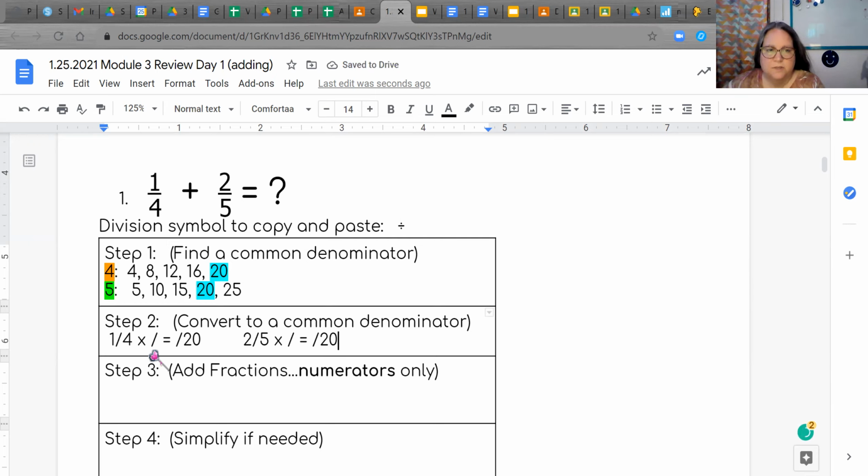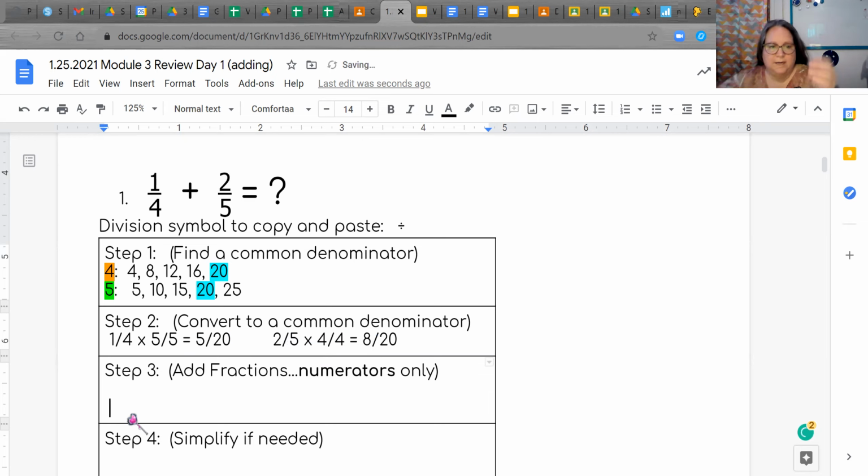Now I've got to look, 4 times what number gives me 20? Yes, it is 5. So I'll put a 5 there and a 5 there. 5 times 1 is, yes, it is 5. Now 5 times what number gives me 20? Correct, it is 4. And put the 4 there, and 4 times 2 is, yes, it is 8.